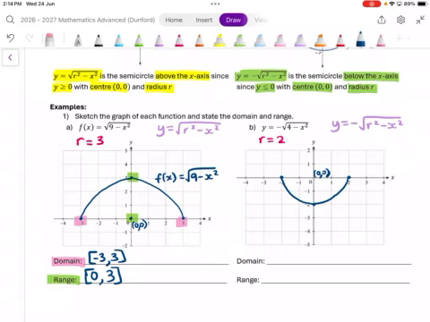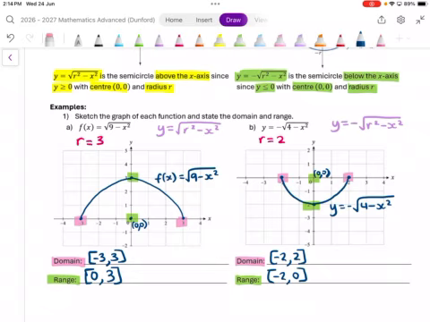And write our function on there, y equals negative the square root of 4 minus x squared. Again, our domain is all of the values of x that it can be. So our smallest value of x is negative 2. Our largest value is 2. Then our range, our smallest value is negative 2. And our largest y value is 0.